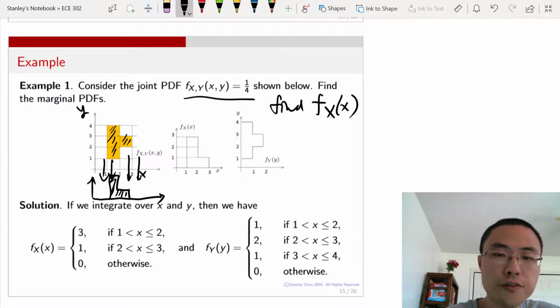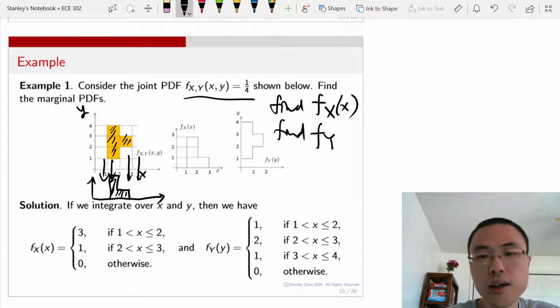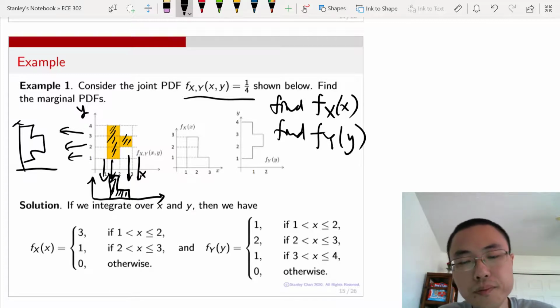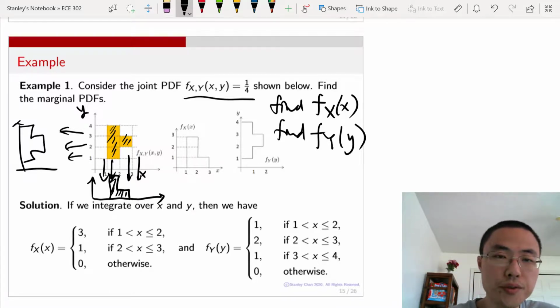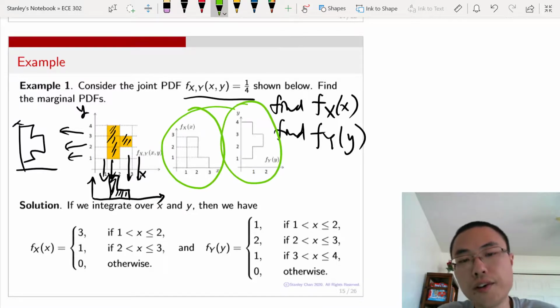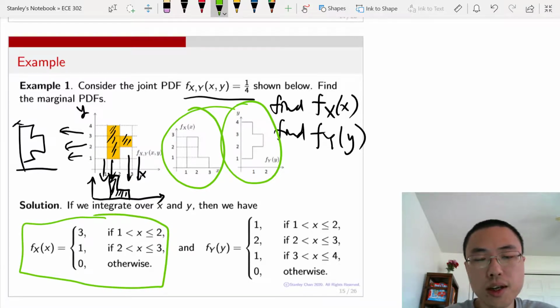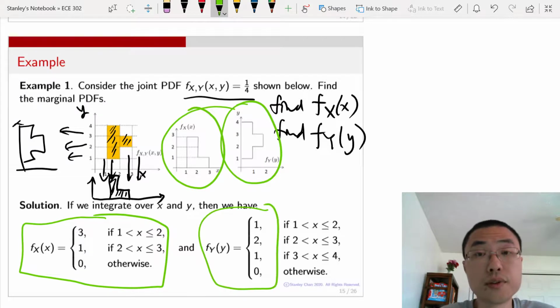And how about finding fy of y? To find fy of y, you integrate horizontally. That will give you a shape like this. If you look at this diagram here, I've drawn the fx and also the fy. These are just the marginal PDFs of this joint distribution. Of course, you can write down the equation more carefully, so you have fx between these numbers, and fy between these numbers.